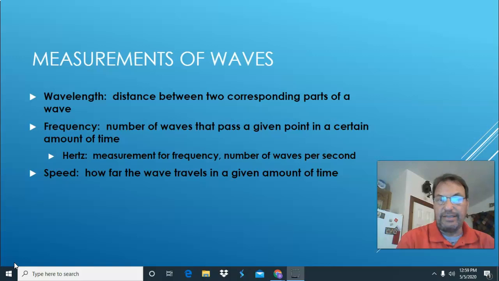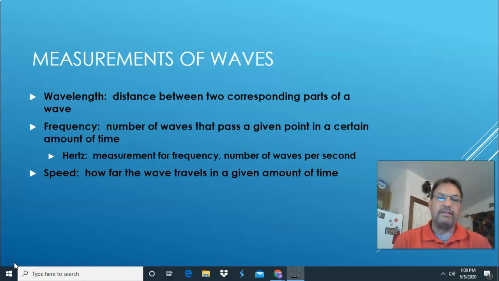Wavelength is nothing but the distance between two corresponding parts of a wave. A lot of times in class, you'll draw your wave, and then you'll measure from the top of the wave to the top of the next wave. But the fact that it says corresponding parts means that we could measure the bottom part of the wave to the bottom part of the next wave, known as the trough. So you could do either way, or you could find any particular place on that wave and go to a spot on the next wave that looks like it and measure that distance, and it's still going to be wavelength.